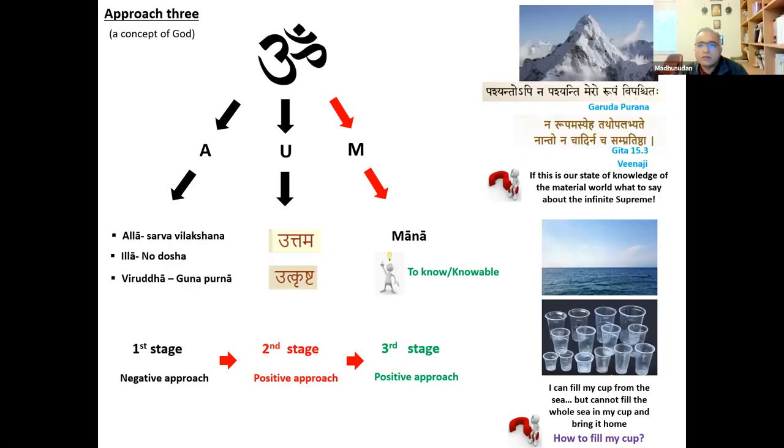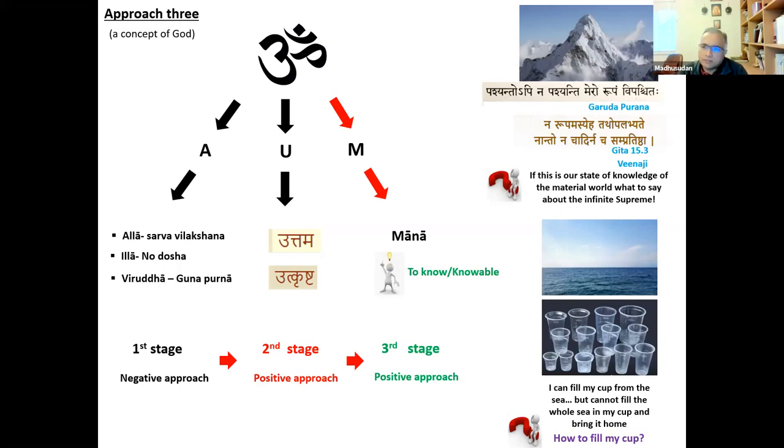So when you take that equation, then we begin to understand, yes, we can know about him, but there is an element of limitation to how much we can know about him. If this is our state of knowledge of the material world, that we do not know every aspect of it, what to say about the infinite Supreme? And the word Makara, the mana or jnana or knowability of Brahman or God, is captured by that Makara in Om. How?